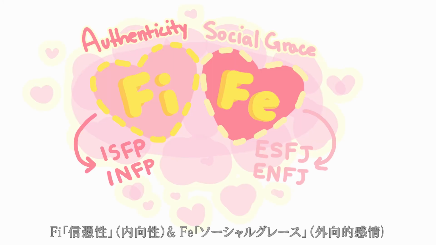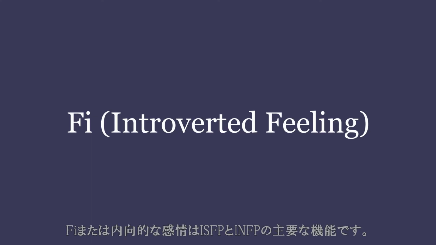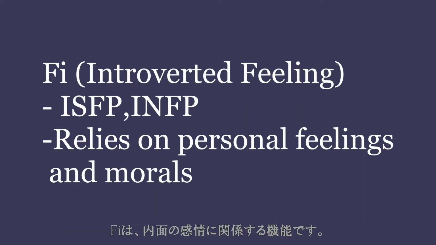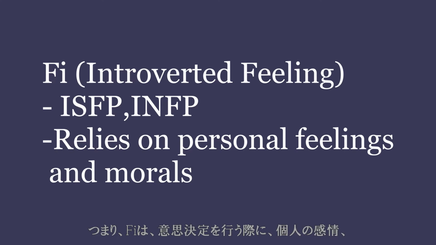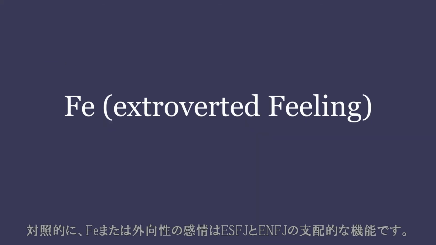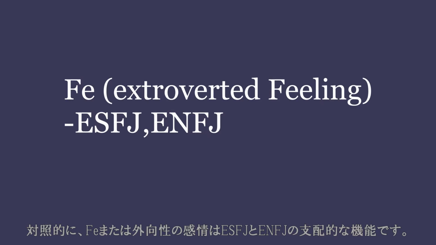FI authenticity, introverted feeling, versus FE social grace, extroverted feeling. FI, or introverted feeling, is a dominant function of ISFP and INFP. FI is a function that is concerned with internal feeling, meaning FI relies on their personal feelings, values, ethics, and preferences when making decisions. In contrast, FE, or extroverted feeling, is a dominant function of ESFJ and ENFJ.